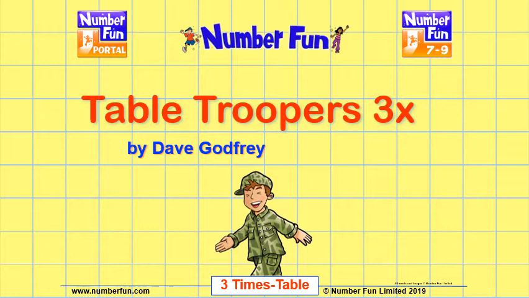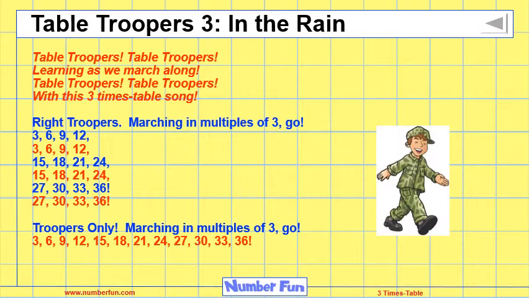Table Troopers, where are we? Outside in the rain, sir. And Table Troopers, which table are we tackling today? The three times table, sir. And why, Table Troopers, are we tackling the three times table? Because it's freezing, sir. That's silly. Table Troopers, who are you? Table Troopers, learning as we march along. Table Troopers, with this three times table song. Right, troopers, marching in multiples of three. Go!